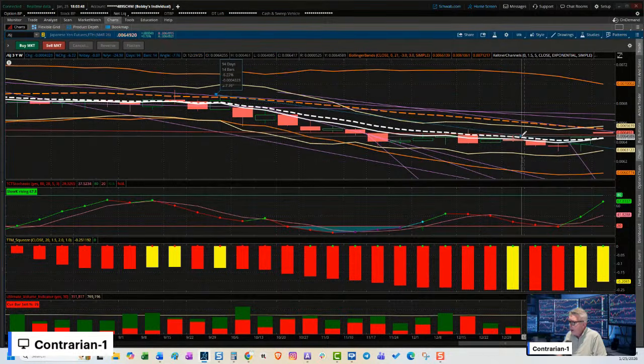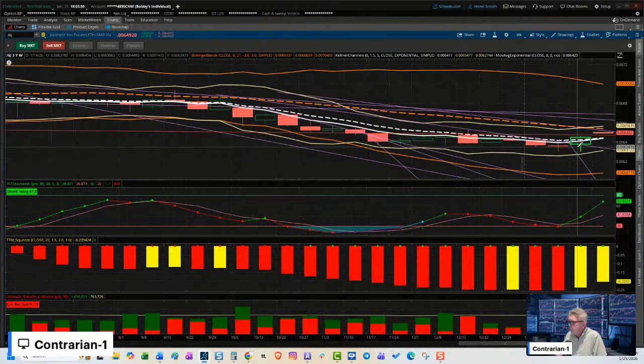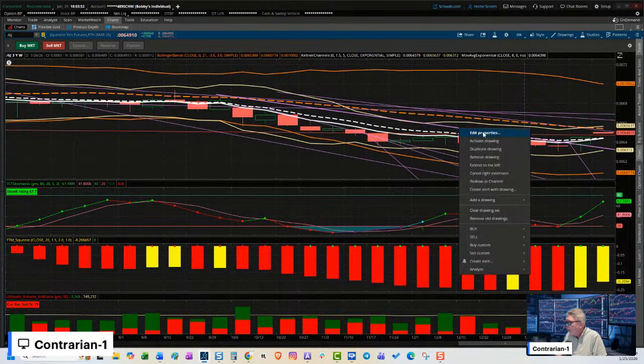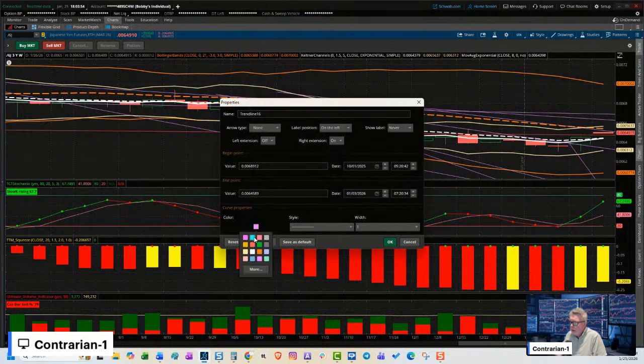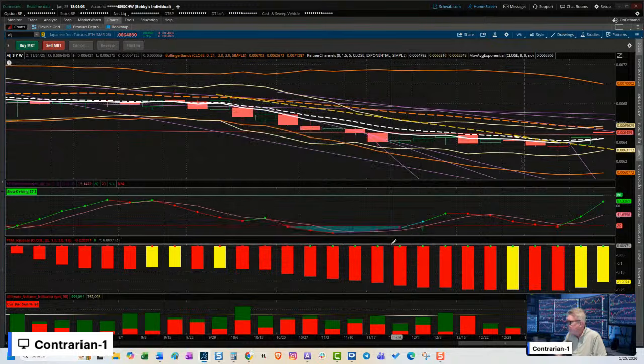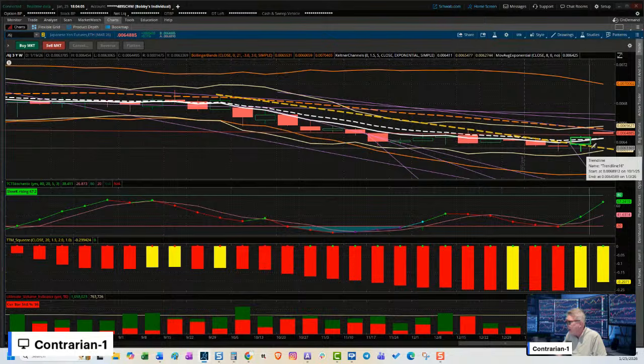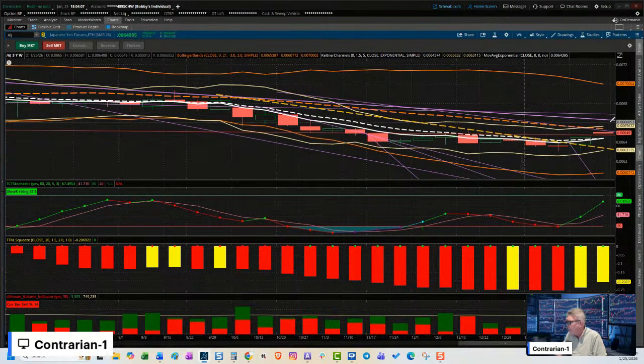We have a breakout above resistance. We did that last week. Now we have follow through. So this is very, very bullish price action for the Japanese yen.